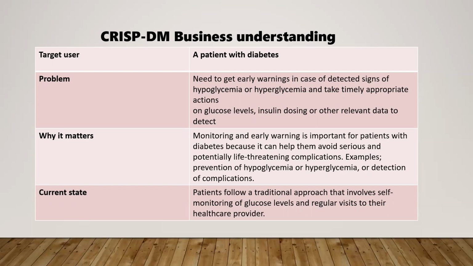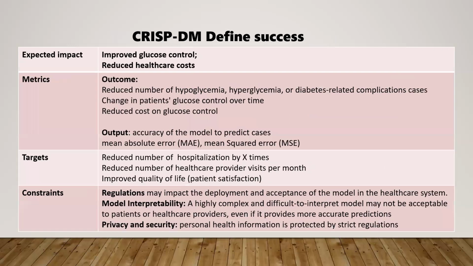Currently, patients follow a traditional approach, which involves some self-monitoring of glucose level and regular visits to healthcare providers. To define the success, I would select improved glucose control and reduced healthcare costs for the patients. So as for the metrics, I would measure the reduced number of hypoglycemia and hyperglycemia episodes or some related complications, and change in patients' glucose control over time so it will become more stable, and reduced money spent on glucose control.